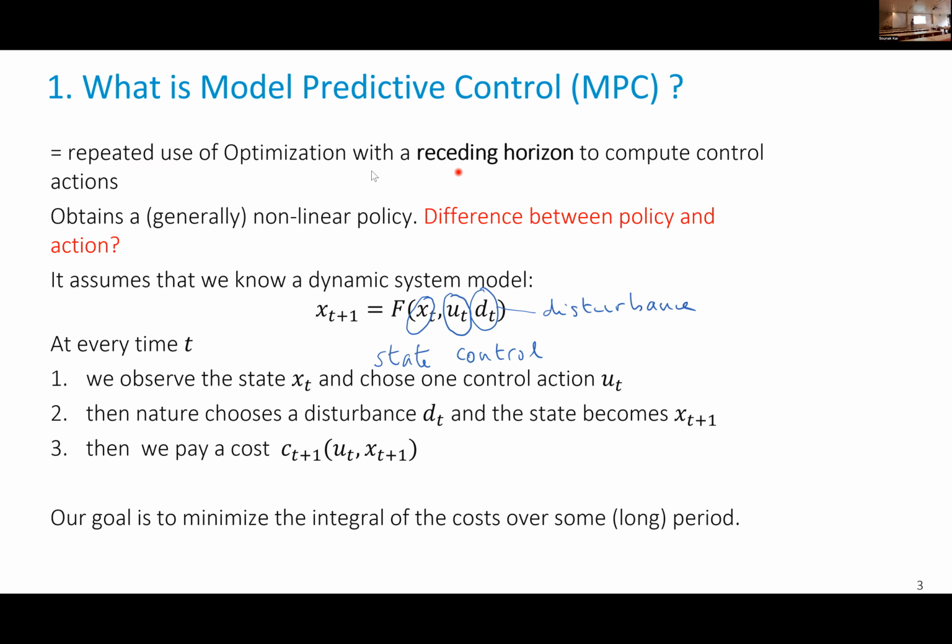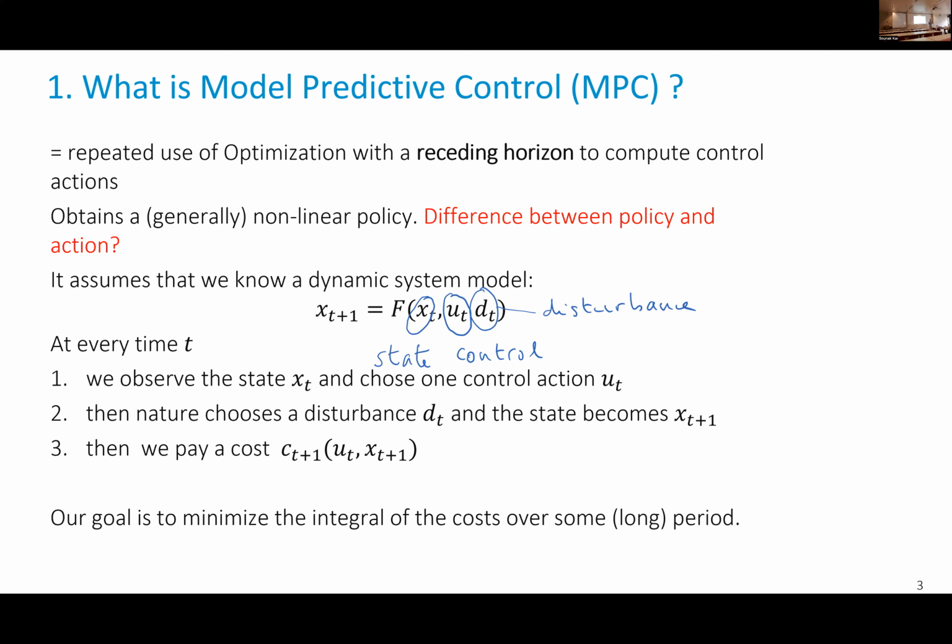Model predictive control is a form of control that uses optimization. Not surprisingly, we do a lot of that in this part of the course. So the goal is to obtain a policy. Remember, what's the difference between a policy and an action? That's the language of optimal control. An action is, for example, a set point for the generator. That's a decision you take.